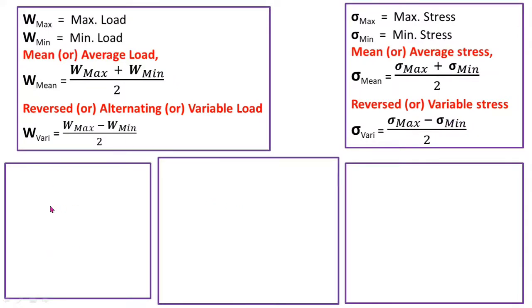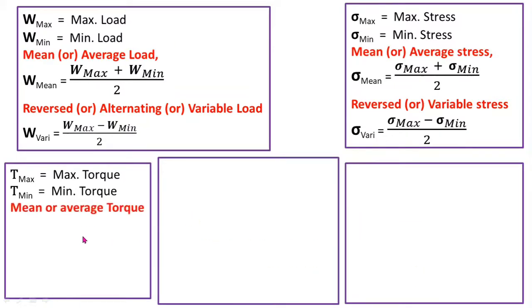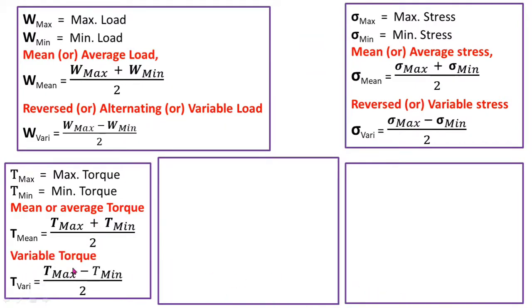If you are considering torque, if you are considering maximum and minimum torque, then T max is the maximum torque, T minimum is the minimum torque, and mean or average torque, T mean, equals maximum plus minimum torque by 2, and variable torque, T variable, equals maximum torque minus minimum torque by 2.